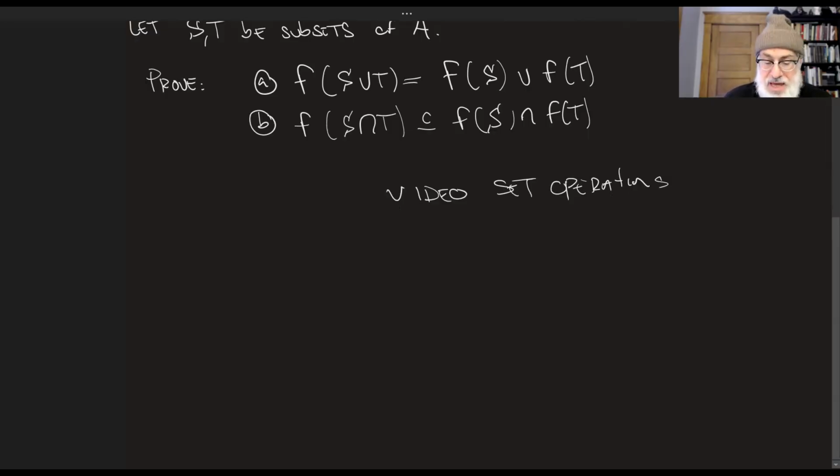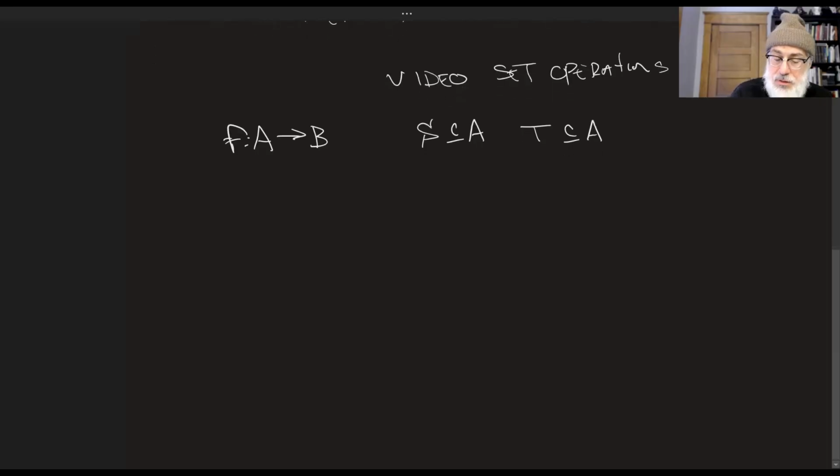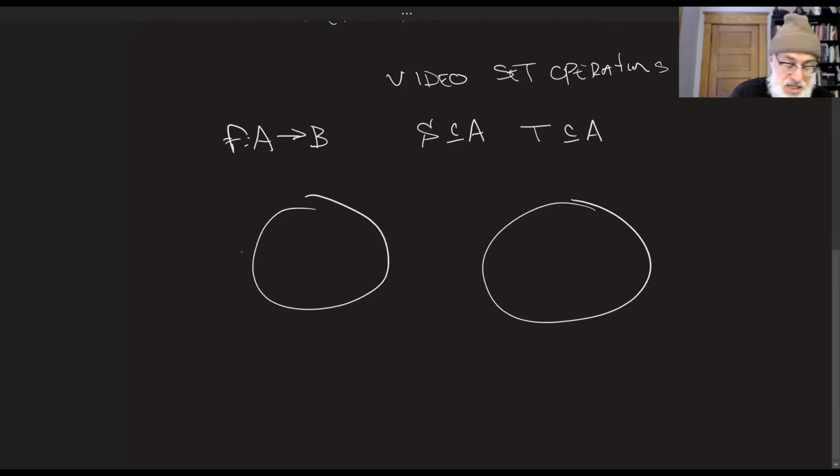So before we start the proofs, let's look at this function a little. This is abstract. We're not going to define the function in any particular way. We're just going to say that f goes from A to B. And then we have the set S is a subset of A, and the set T is a subset of A. So we can draw a little diagram here of what this looks like. So let's say this is set A, and this is the set B. So the function takes elements from A. A is the domain, and then B is the codomain.